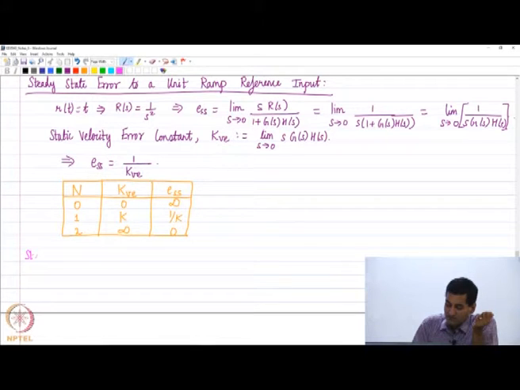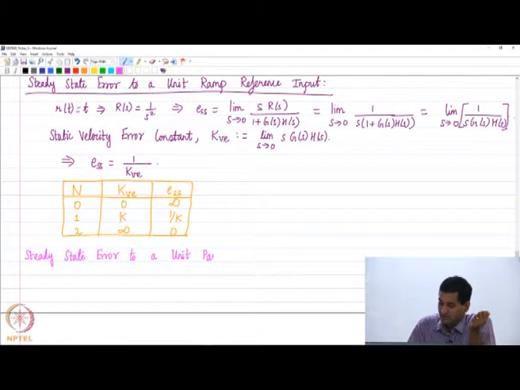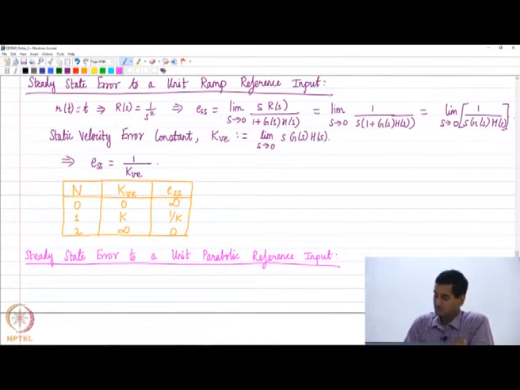So now similarly, the final error analysis that we are going to do is for a unit parabolic reference input. Okay, so what is a unit parabolic reference input? This means that r of t is t squared by 2.